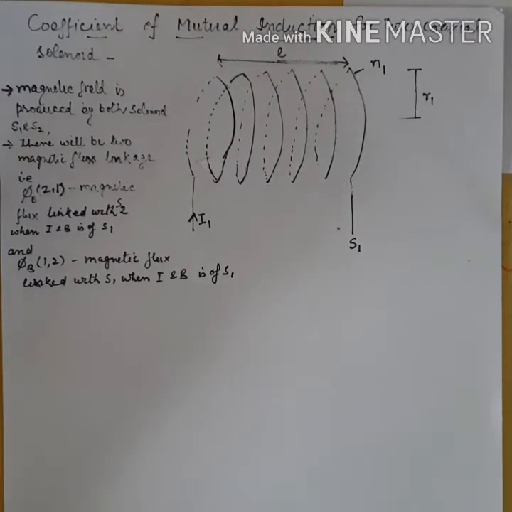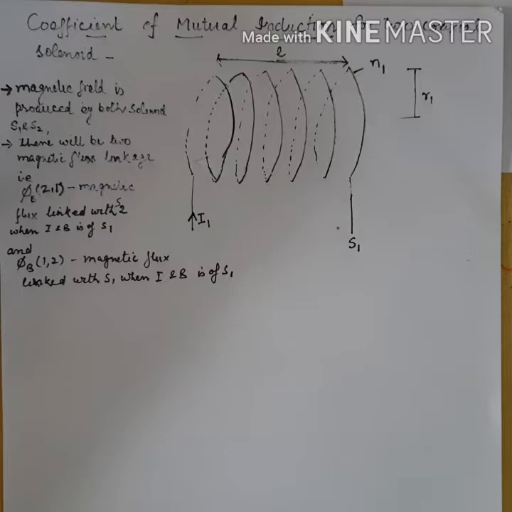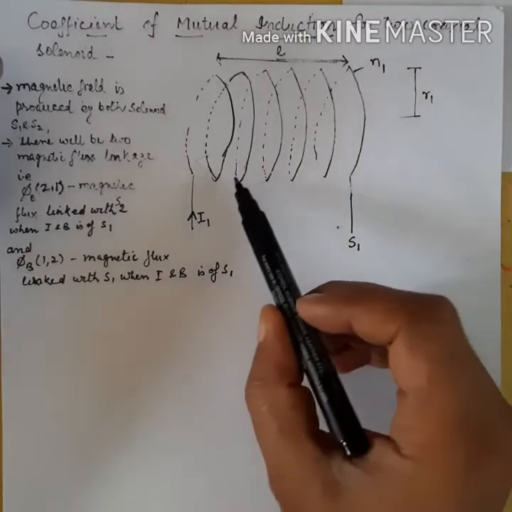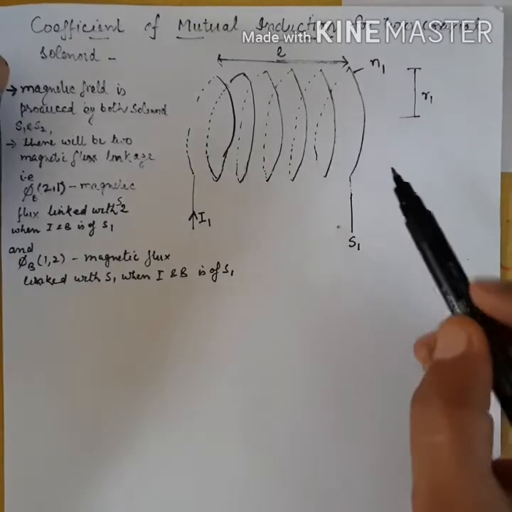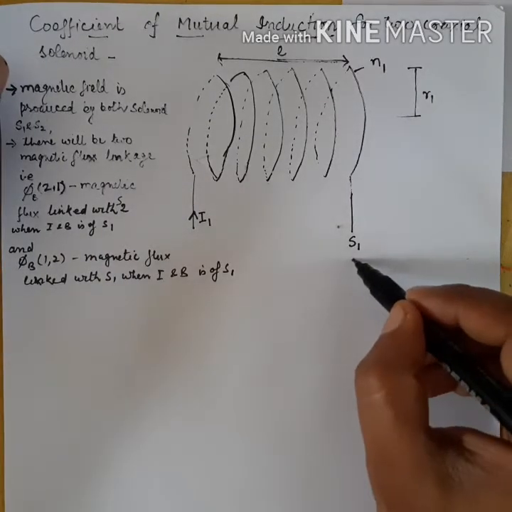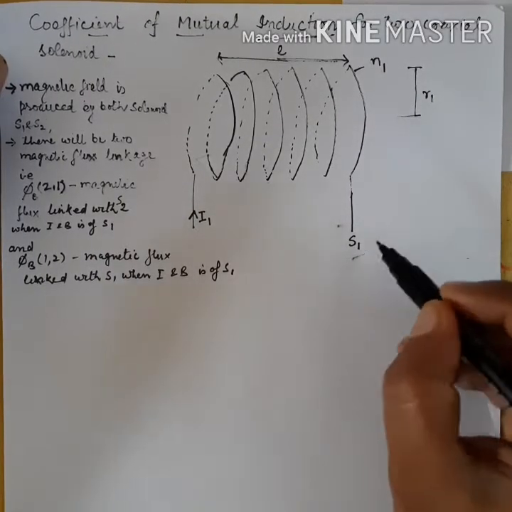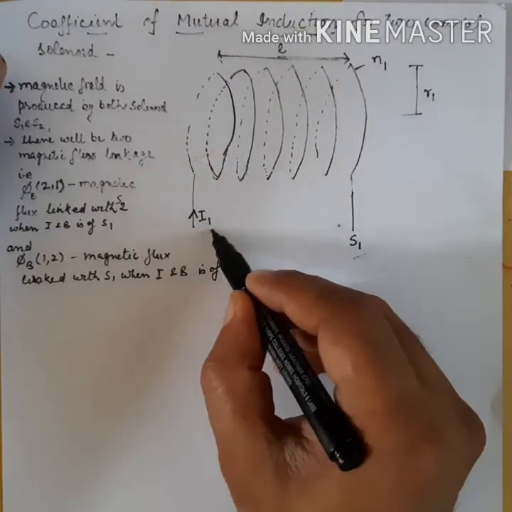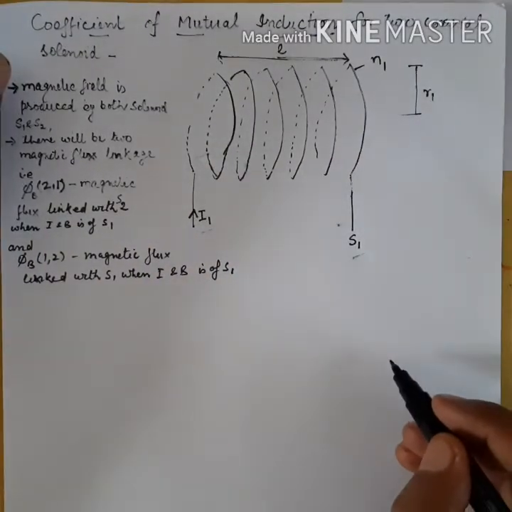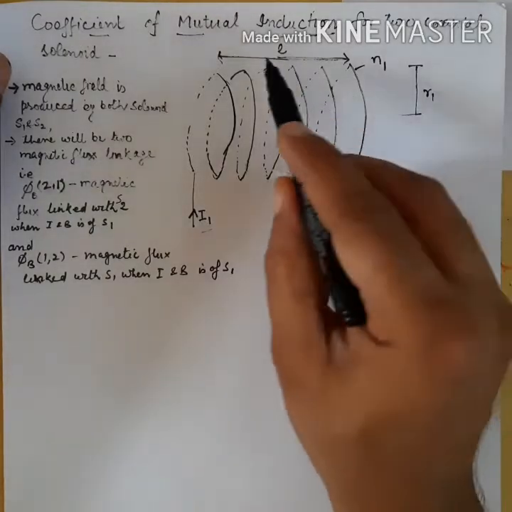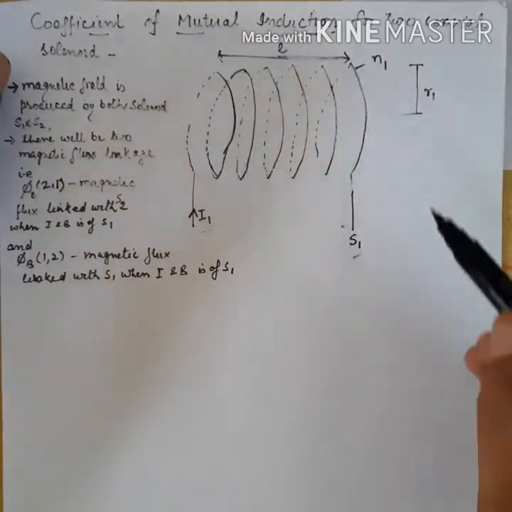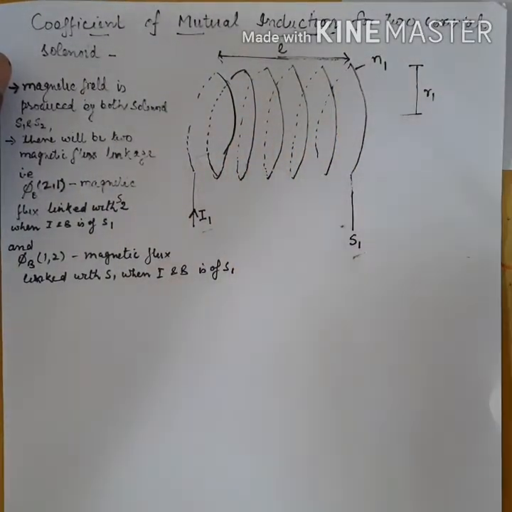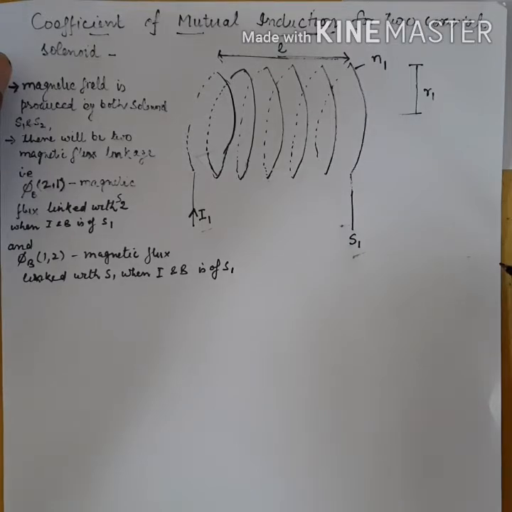In this video, we will discuss the coefficient of mutual induction for two coaxial solenoids. For that, I consider this big solenoid, represented by S1. Let I1 be the current flowing through this solenoid. Now the dimensions: let L be the length of this solenoid and R1 be its radius.